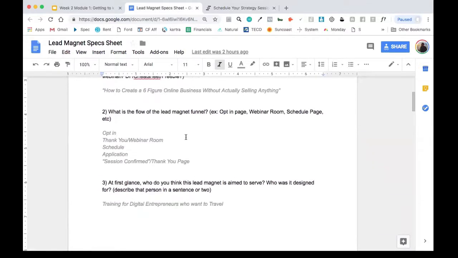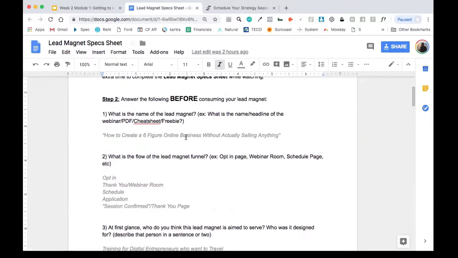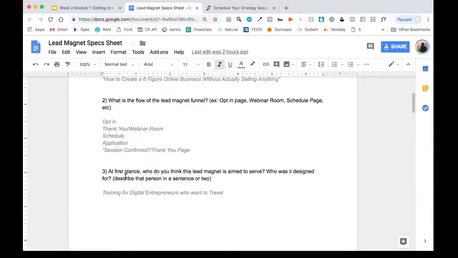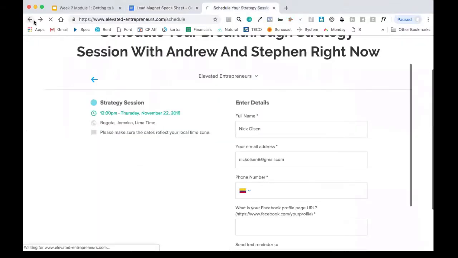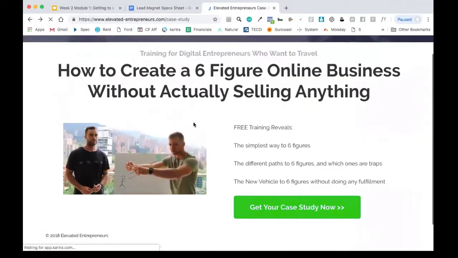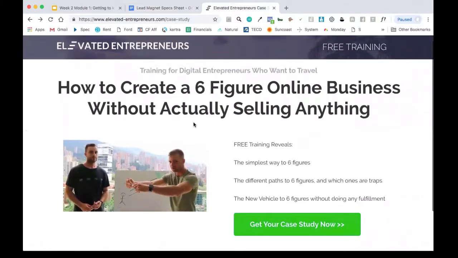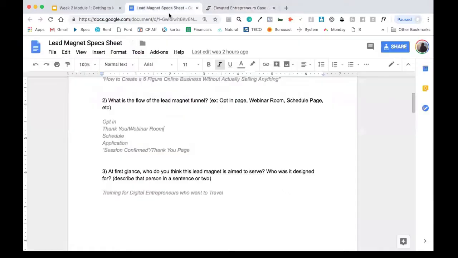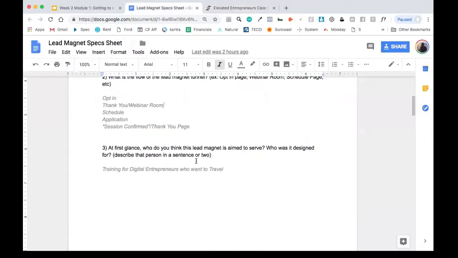And at first glance, I really want you guys to look and say, well, who do you think this lead magnet is aimed to serve? You haven't watched it or dived into it yet. If that's the case, then you really want to take a look and say, okay, at first, who does this look like this is going to help? So I'm looking at this page and basically it says right here, training for digital entrepreneurs who want to travel. Okay, so boom. Who is it designed for?